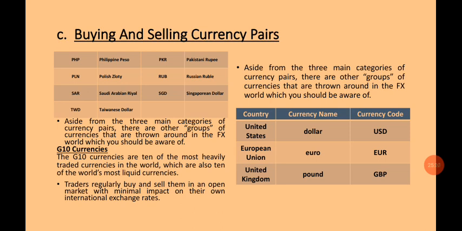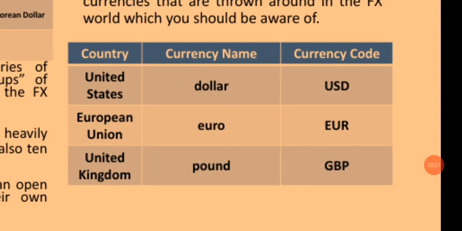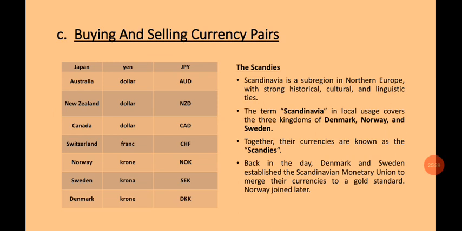Aside from the three main categories of currency pairs, there are other groups of currency pairs that are thrown around in the forex market you should be aware of. And just let me put that as a reminder. So you can see the G10 currencies are the United States dollar, European Union euro, United Kingdom, Japan, Australia, New Zealand, Canada, Switzerland, Norway, Sweden, and Denmark. The Scandis.